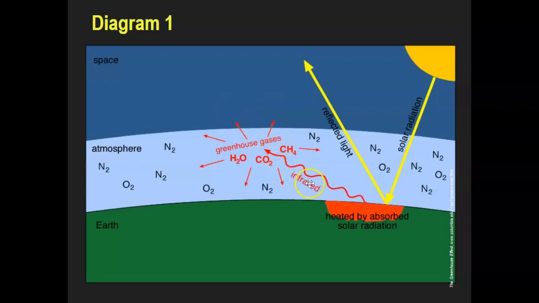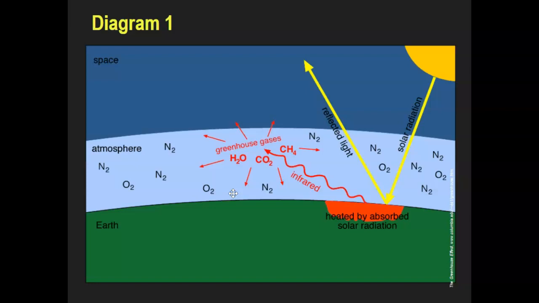But the infrared energy that you saw in the simulation interacts with some of these greenhouse gases. So water vapor, carbon dioxide, methane will absorb some of this energy, and then it might send it back down. And that means that heat energy is being kept on Earth. And this is a good thing, because without this effect, without the greenhouse effect, it would not be warm enough on Earth for us to survive.